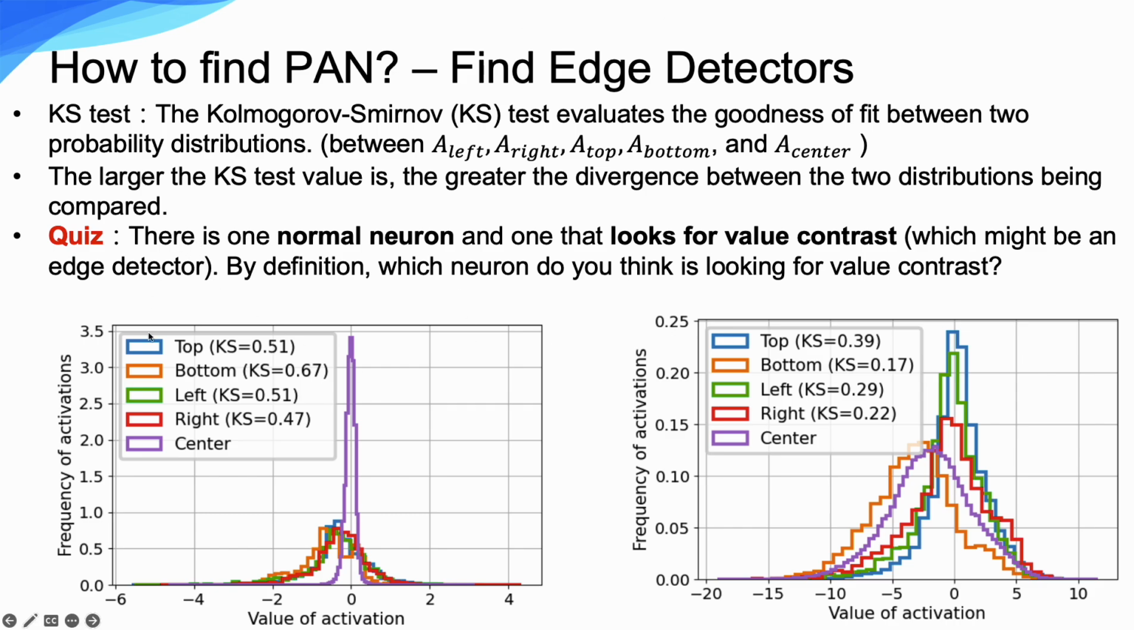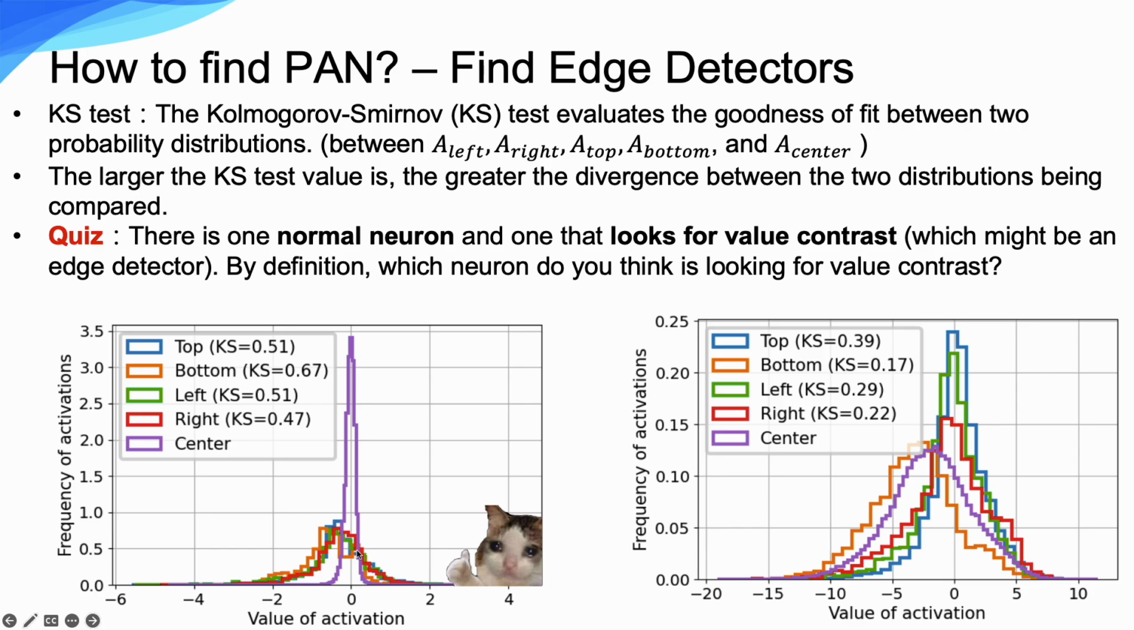So here's a little quiz. There is one normal neuron and one that looks for value contrast, which might be an edge detector. So by definition, which neuron do you think is looking for value contrast? If you think the answer is the left one, please raise your hand. Okay. If you think the answer is the right one, please raise your hand. Okay. Good. So the answer is the left one.